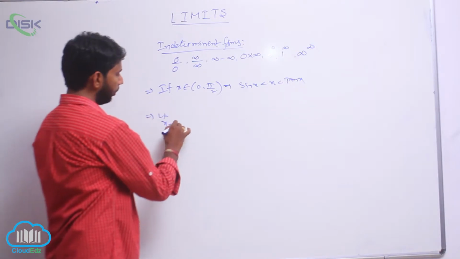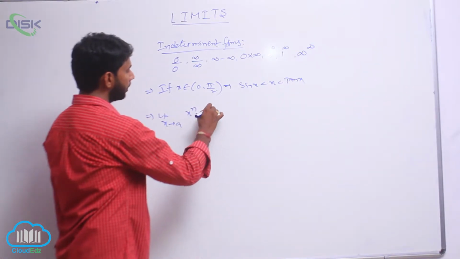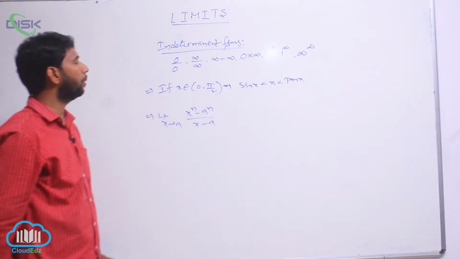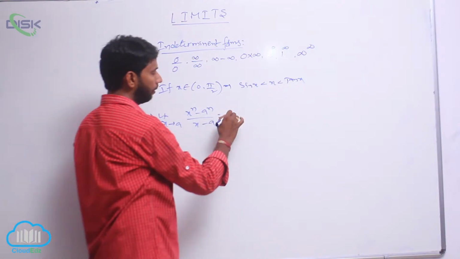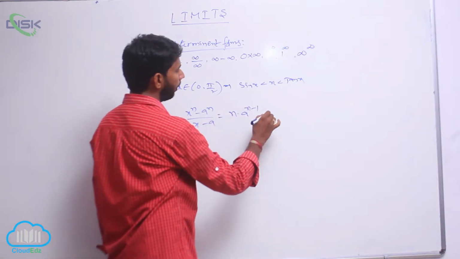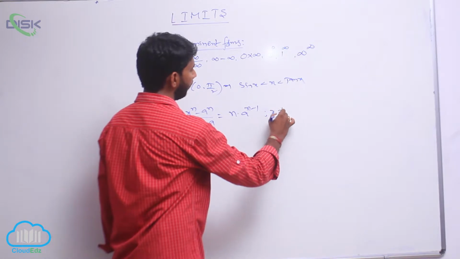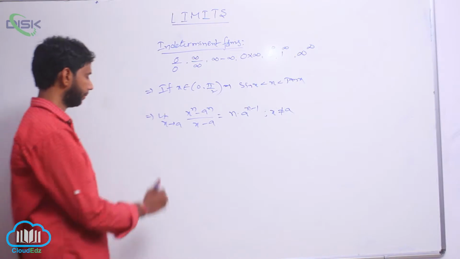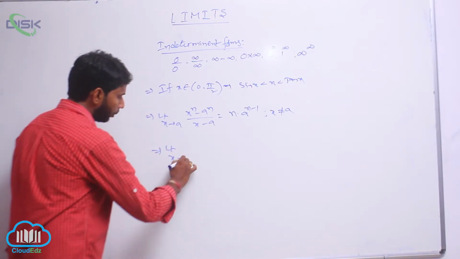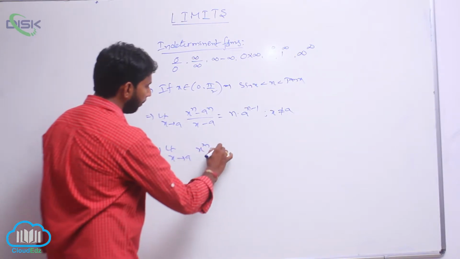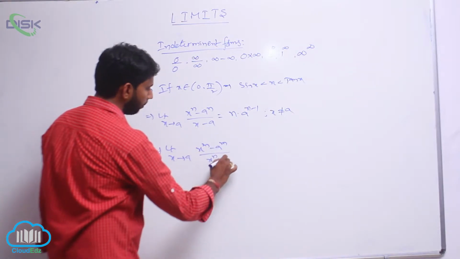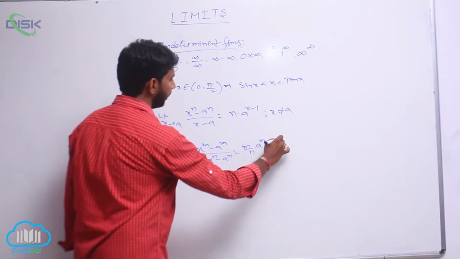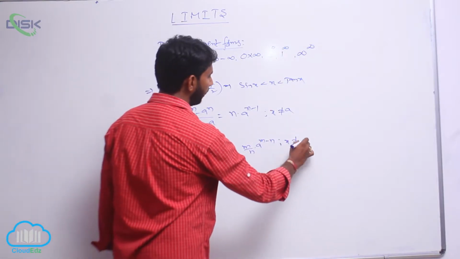The limit as x approaches a of (x power n minus a power n) by (x minus a) is equal to n into a power n minus 1, when x is not equal to a. Similarly, the limit as x approaches a of (x power m minus a power m) by (x power n minus a power n) is equal to m by n into a power m minus n. Here also the same, x not equal to a.